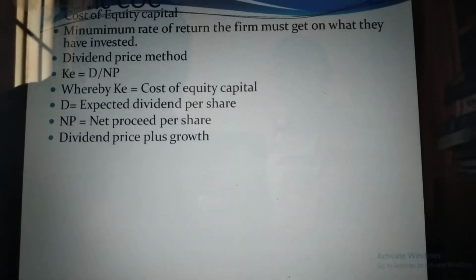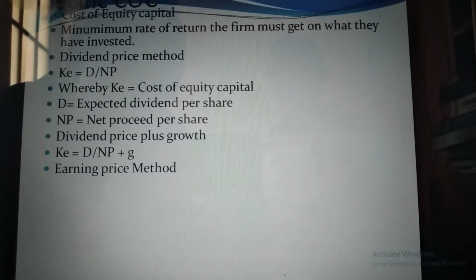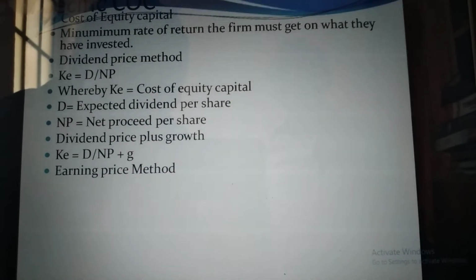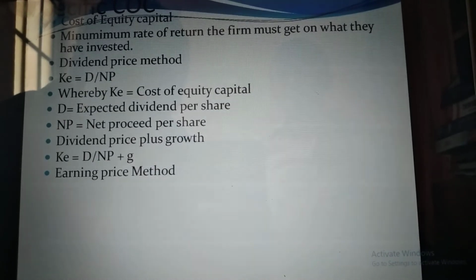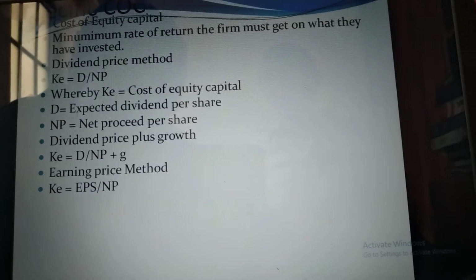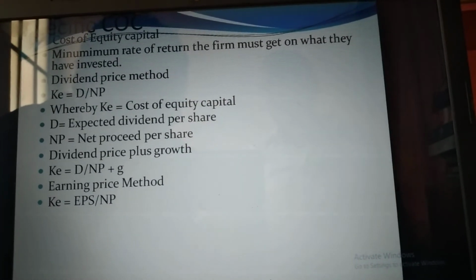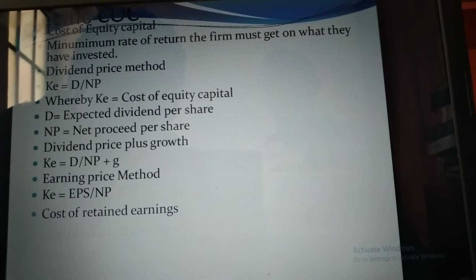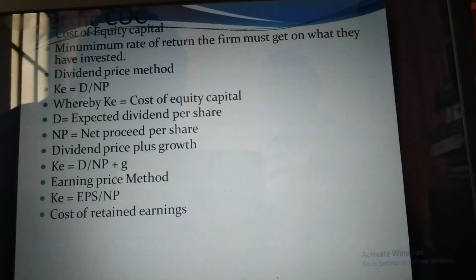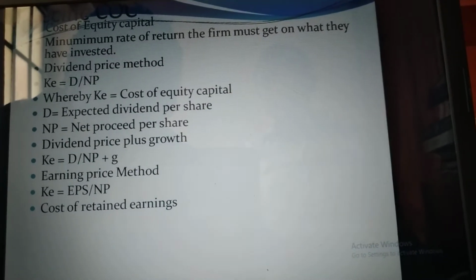Dividend price plus growth. That's number two method. Under this method, we consider the growth of shares, KE = D / NP + G. Earning price method. That's under equity, KE = earning per share / NP. Cost of retained earnings. This is number three method of determining cost of equity capital.